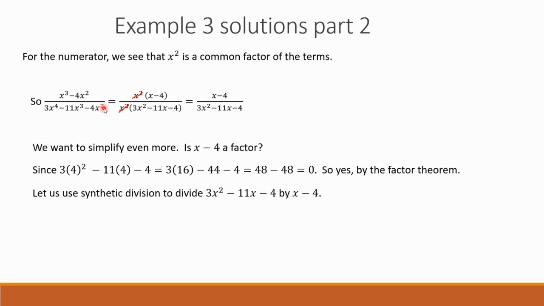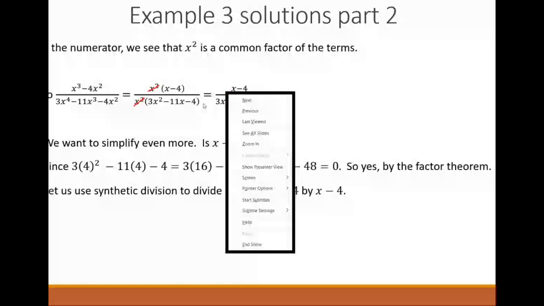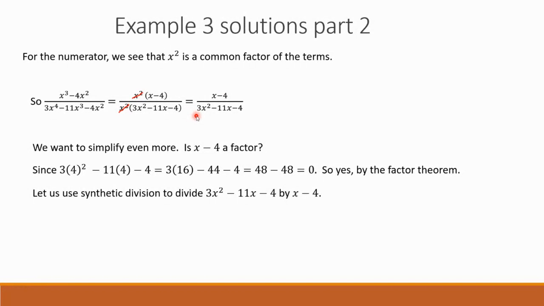Now for the numerators, x squared is a common factor, so we cancel. We're left with this. Now x minus 4, of course, you can't factor that any further. And we want to know, is this simplified? Well, it's really enough to see if x minus 4 is a factor of the denominator. Let's check that first. Because if it is a factor, then we're going to have to keep factoring somehow. But if it's not a factor, then we're done.